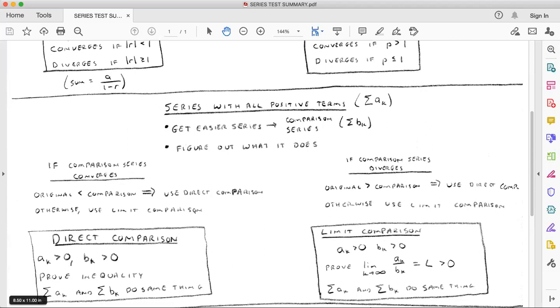But the conclusion on both is that the sum of a_k and the sum of b_k do the same thing in both cases. And when we say that, we mean they either both converge or they both diverge. And so the conclusion is going to be the same.